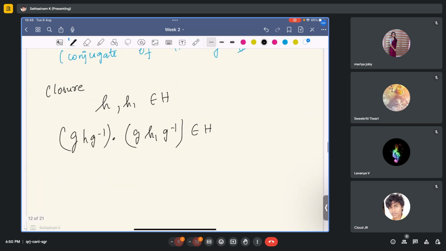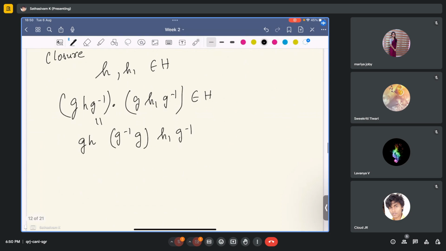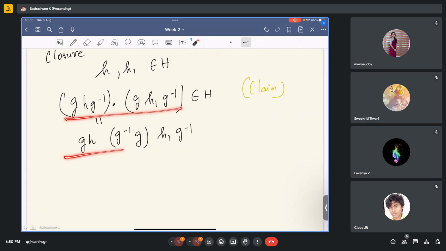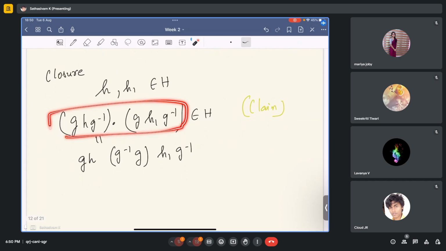Now what you can do is you can change the brackets. So g h g inverse g h1 g inverse is the same as this. Here I'm using associativity to bring this to this. So for example, see this as one element.